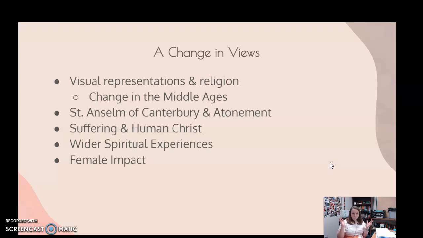A visual representation of the god or gods in most religions is very important, right? It's not just in Christianity where you have visual symbols or images. Think about the Hindu faith, where they have beautiful, colorful images and statues. It helps the devotees, the followers, connect to their god or gods. So that's not the new thing happening here. However, when we get to the Middle Ages, our visual representation of Christ and God is going to have a massive change.